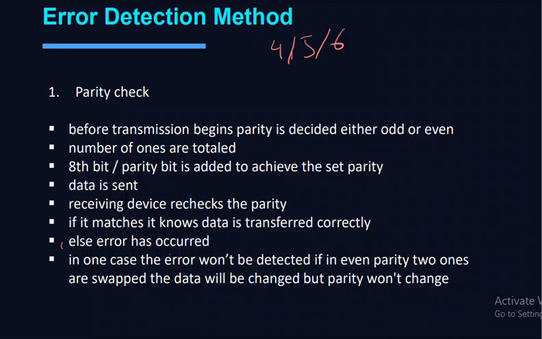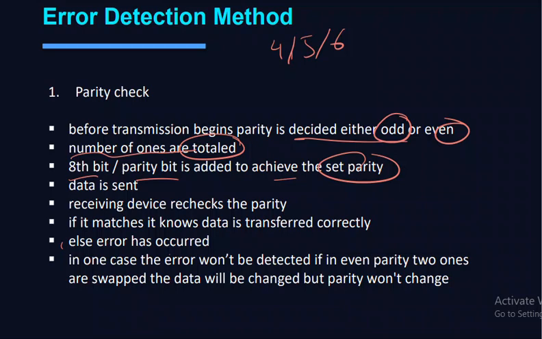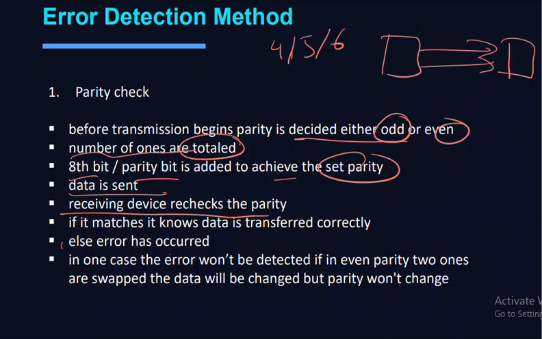Alright, wherever data transmission is on, either even or odd parity is chosen, and you count the total number of ones. The 8th bit, the parity bit, is set to achieve the set parity. Data is sent, and the receiving device receives the data. They will give a diagram or something like that, and you must also draw that diagram according to the points given.